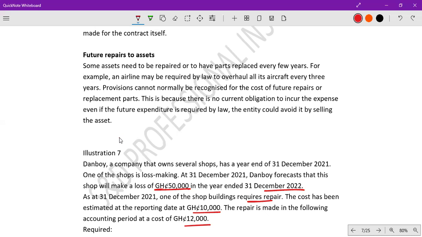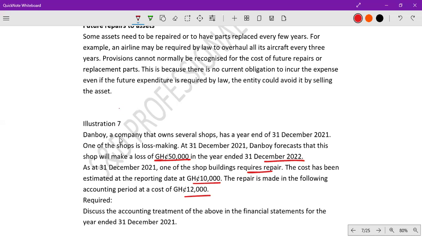So they are saying that the cost of the repairs is estimated to be this. They say the cost has been estimated at the reporting date to be this, and the repair is made in the following accounting year at the cost of what?